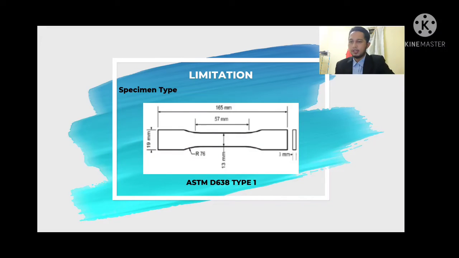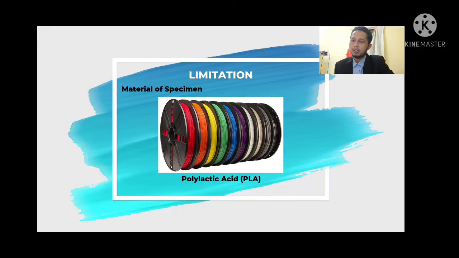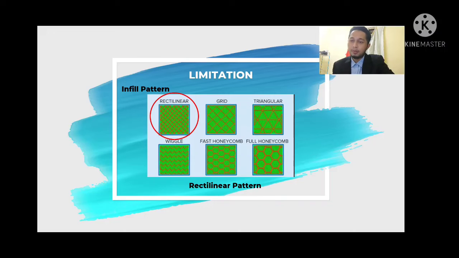For the limitation of this study, it only tests one type of specimen, which is the ASTM D638 type 1. The study only tests one type of material, which is polylactic acid or PLA. Next, only one type of infill pattern was tested, which is the rectilinear pattern.